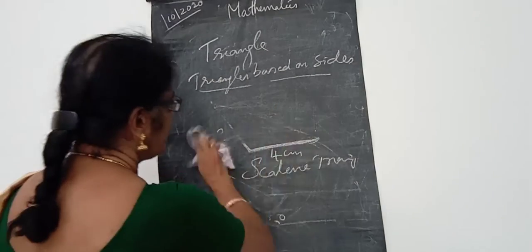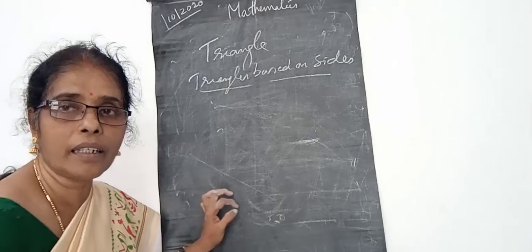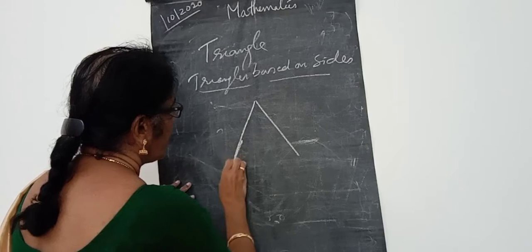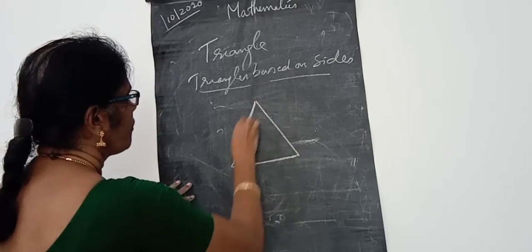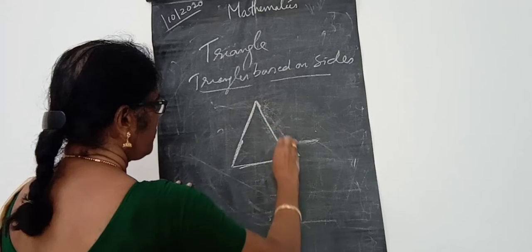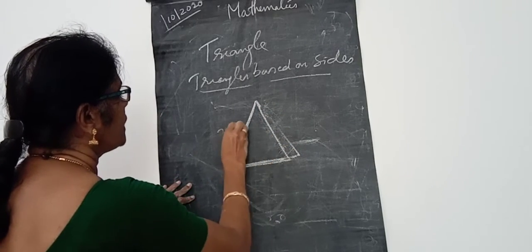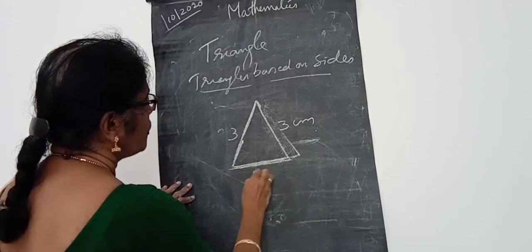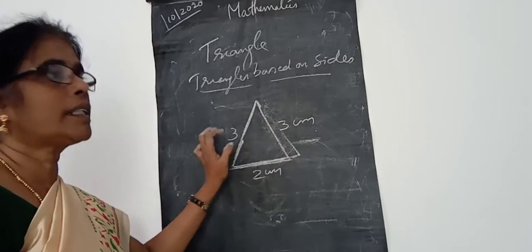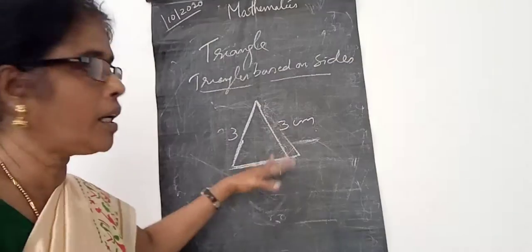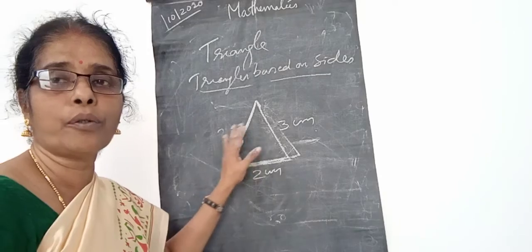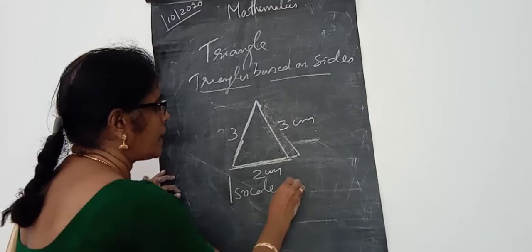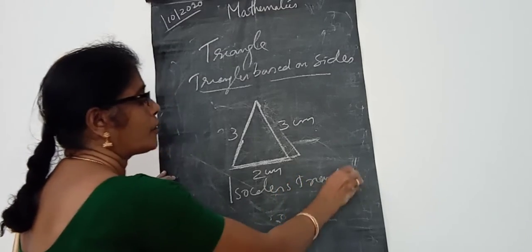Next one: if all three sides are unequal, we call it a scalene triangle. And if two sides are equal, for example this one is 3 centimeters and this one is 2 centimeters. Look here, these two sides are equal, isn't it? Both sides are equal and one side is different. Such a triangle we call an isosceles triangle.